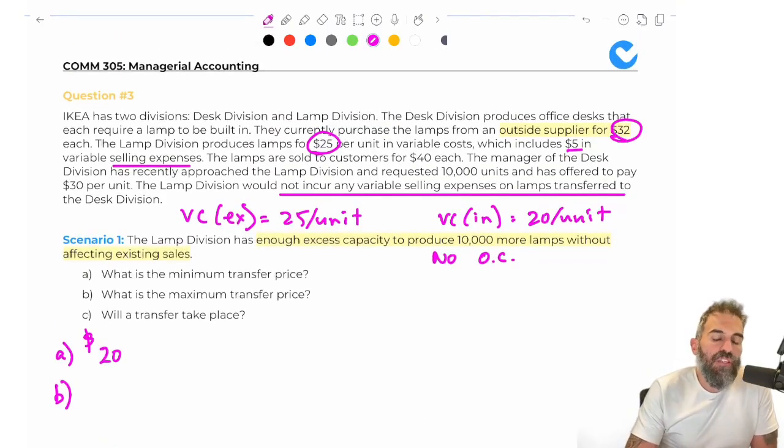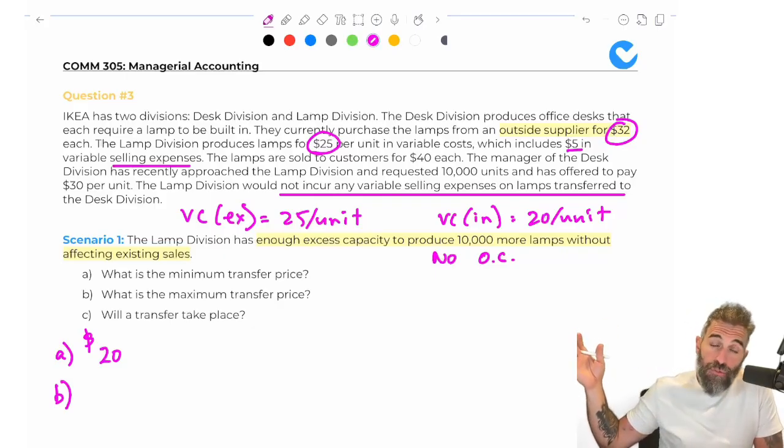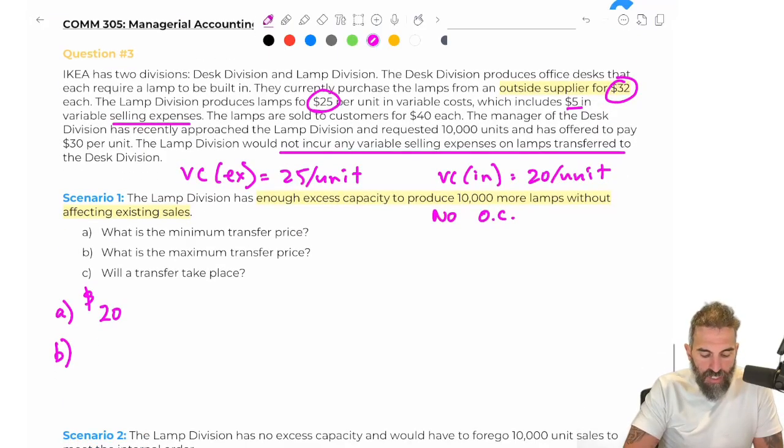So the logic of the outside supplier's price being the maximum transfer price is this. Let's say you're the manager of the desk division and you're currently buying your lamps for 32 from someone else. That is the most you would be willing to pay to buy them internally. You wouldn't pay more just to buy it internally. It's like in any negotiation: look, I can already get it for 32, so I would only accept a better price. So the maximum transfer price is the external supplier's price.